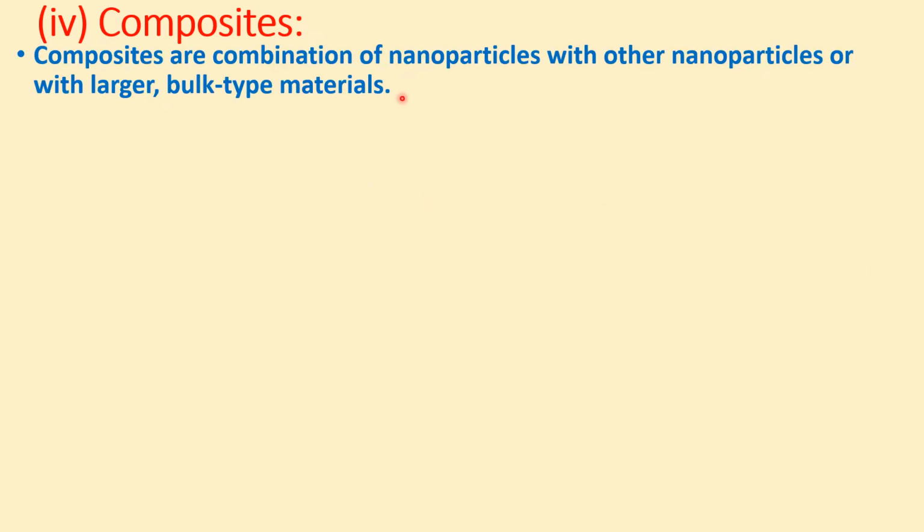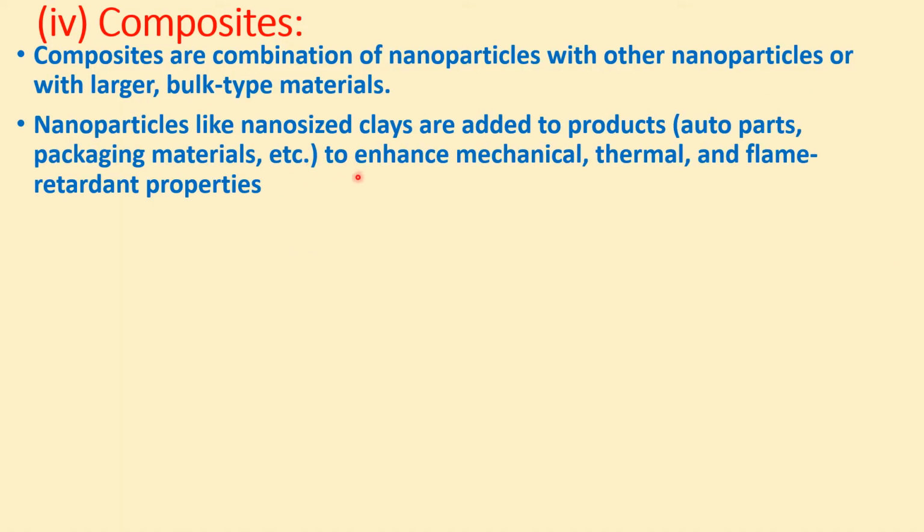So composites are the combination of nanoparticles with other nanoparticles or with some bulk type of material, and they are used to make different products like auto parts and packaging materials. Also in our daily life there are a lot of composites where these nanoparticles are used, and they can improve the mechanical, thermal, and other properties.